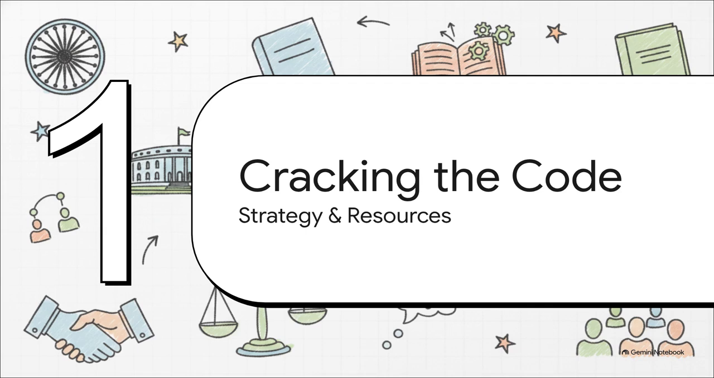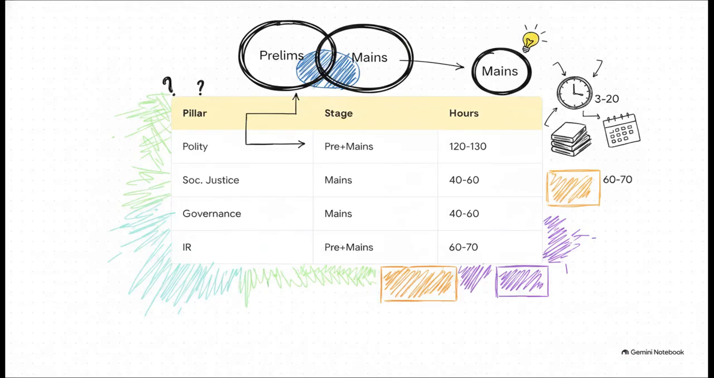Okay, so we've covered the what. Now let's talk about the how. It is time for strategy, cracking the code, weightage, time, and resources. Take a really close look at this workload breakdown. Notice how polity and international relations overlap in both prelims and mains? That's huge. But social justice and governance are exclusively for the mains exam. Because of this, your time budget absolutely has to reflect reality. Aim for about 120 to 130 hours for polity, 60 to 70 hours for IR, and just 40 to 60 hours each for social justice and governance.